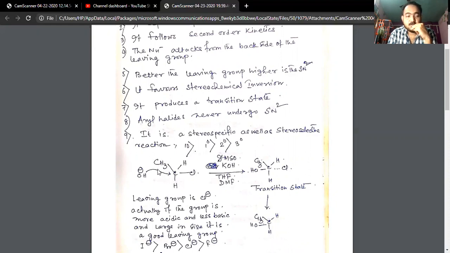What happens? You should know the definition of nucleophilicity. Nucleophilicity is the ability to bond with the carbon atom. So if there is only one alkyl group here, OH minus can get attached to the carbon atom easily. But if there were two more alkyl groups, then OH minus would find it difficult to get attached to the carbon atom, because if a CH3 group was present here, there would be steric hindrance which would prevent OH minus from getting easily attached to the carbon atom.